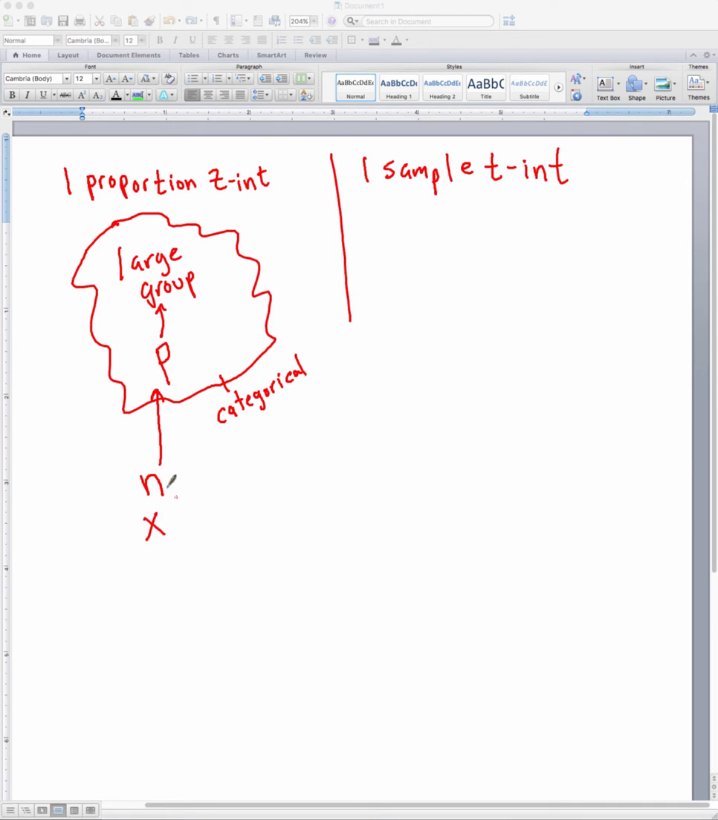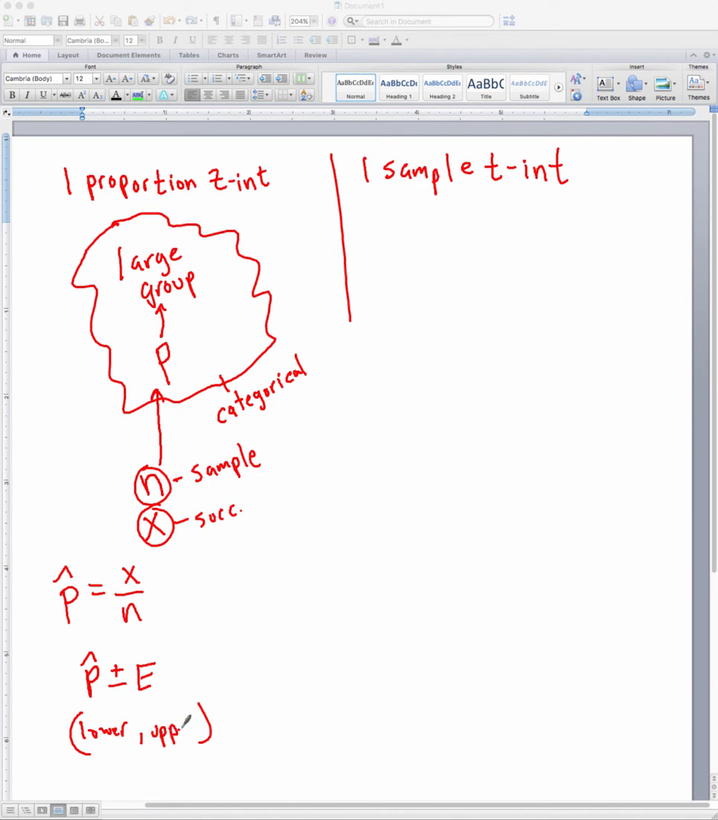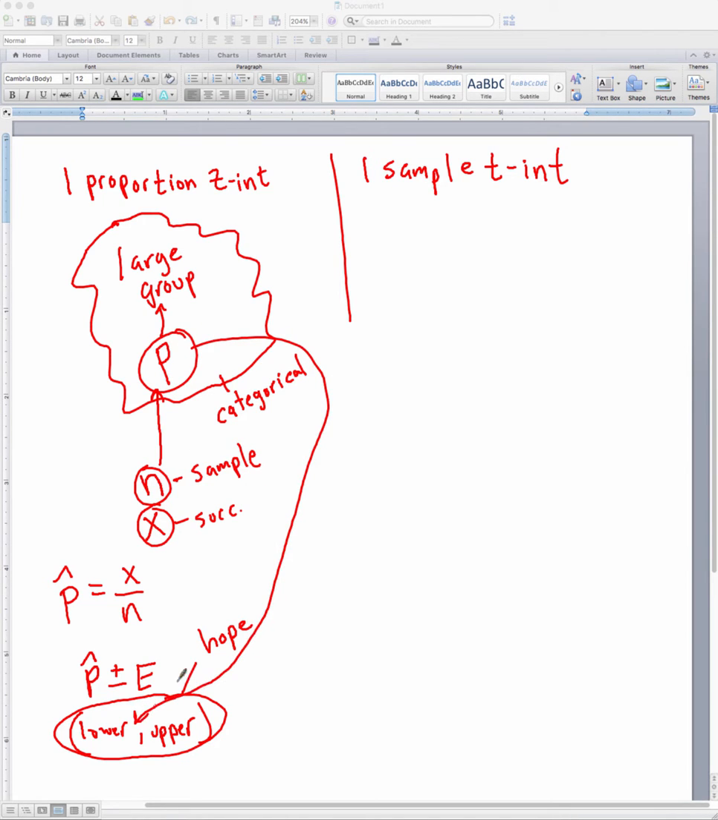And then we add up all the successes. X is how many successes there were, like how many yeses there were, and this is the sample size. We take this number and divide it by this number. We call that P hat. So P hat is how many successes there were over how many they asked. You can't have more successes than you asked, so this is always going to be some sort of decimal. We take that decimal and we add and subtract this thing called the margin of error, and that gives us an interval. The interval has a lower and an upper. And we hope that the truth is in that interval somewhere.